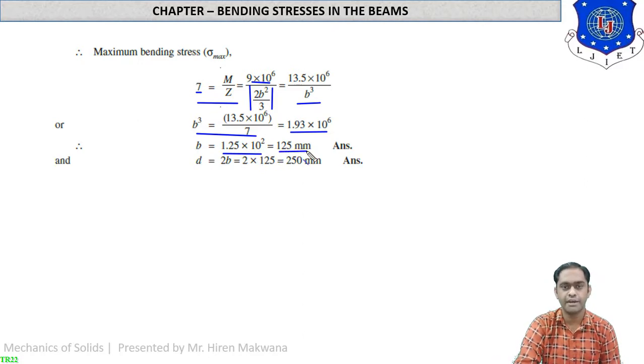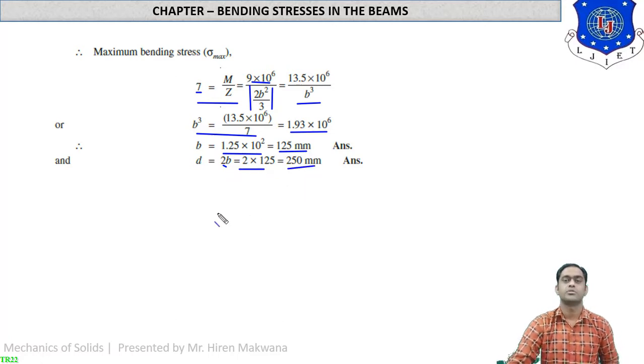So 125 mm is the width of the beam section and the depth is 2 times the width, means 2 times 125. So the answer is 250 mm. So here is the width and depth of the particular beam section. So this is the third numerical.